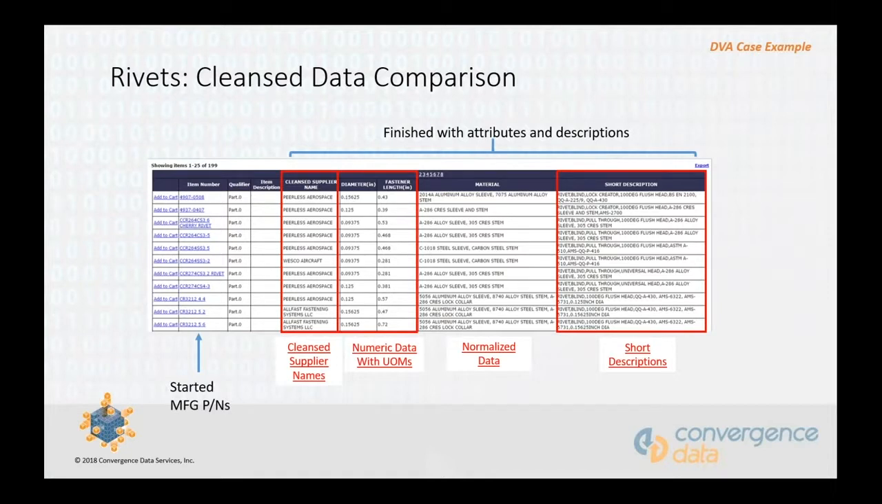So here is just a quick comparison. It's kind of what we started with. We started with, as I mentioned earlier, the manufacturer part numbers. And then on the right, we produced all this good information as part of our classification effort. We cleansed the supplier names. We produced new descriptions. We provided some technical attribute data. So this is something good to show management how much you enhance the data, because a business can obviously benefit from this enhanced data alone.